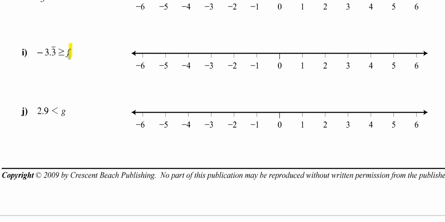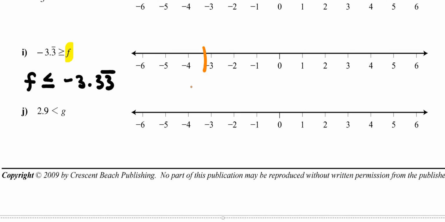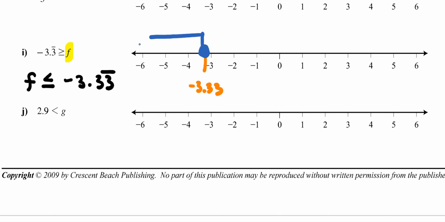Okay, let's move on to letter I here. Once again, the variable is on the right hand side, so let's just rearrange it by writing it on the left hand side, and that's going to be f is less than or equal to negative 3.33 repeating. Actually, this is very similar to the problem that we just did. So at negative 3.33 repeating, that's about here. And this time we have a closed circle, and we shade to the left because it's less than.